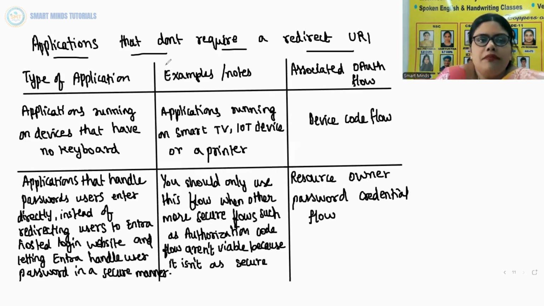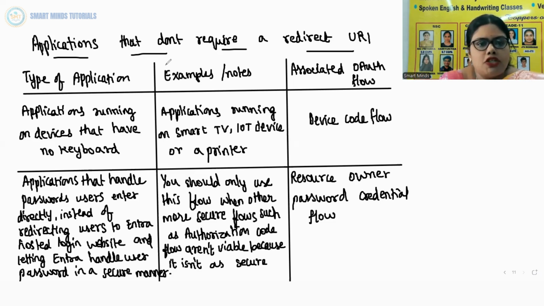So now you see, I have given you applications that don't require a redirect URI. The type of application is applications running on devices that have no keyboard. Examples are applications running on a smart TV, IoT device, or a printer. And the associated OAuth flow is device code flow.